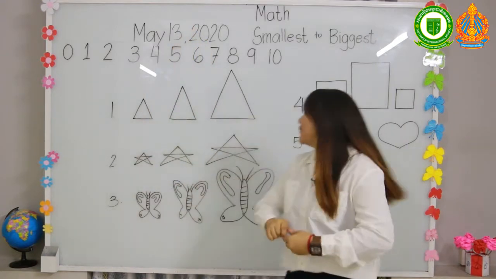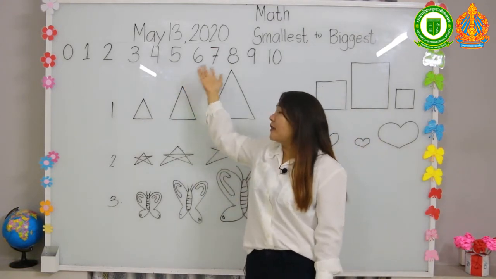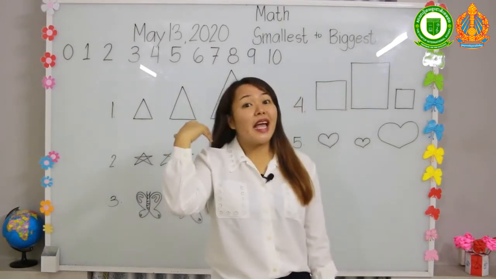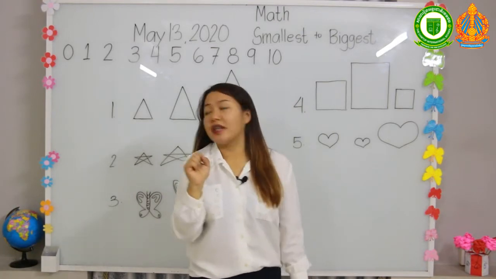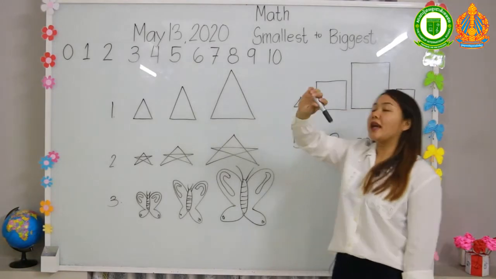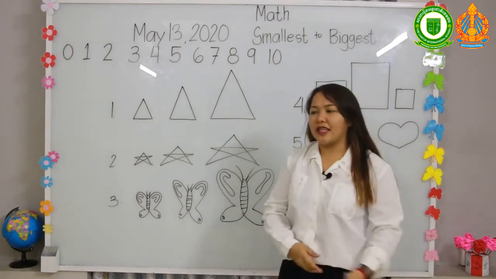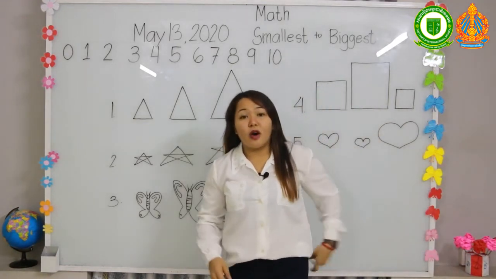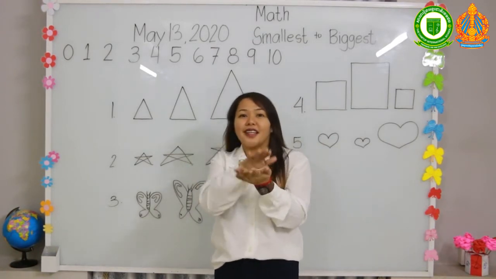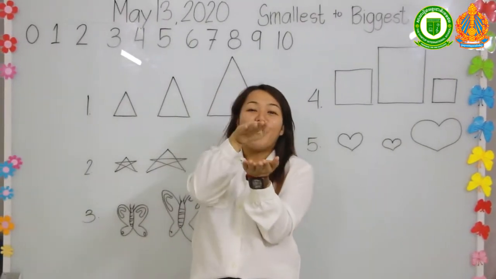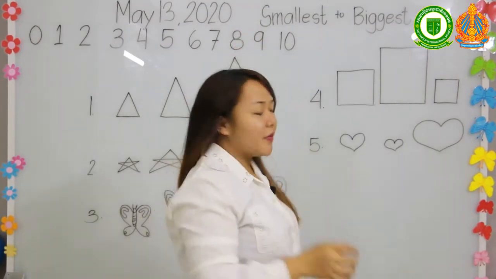Alright, so let's have your new lesson. We have a short review because we are going to use these numbers, and we are going to see if you know how to write your numbers. Today we are going to learn about smallest to biggest. What is the smallest? When we say small, you know, tiny or just small. And then big. Small, big. I will draw something here.